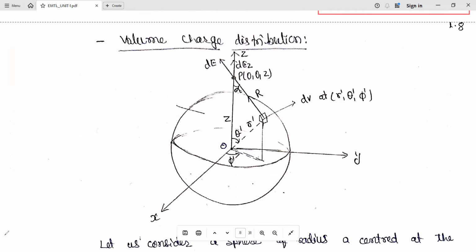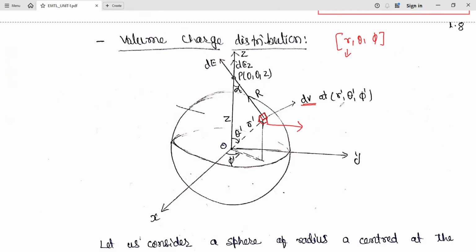In spherical coordinates, the variables are r, theta, phi. Here a sphere is considered, and a sphere of radius r is considered. In spherical coordinates, r varies from 0 to infinity, theta varies from 0 to pi, and phi varies from 0 to 2 pi. Now a differential volume is considered somewhere inside the sphere, located at coordinates r dash, theta dash, and phi dash.